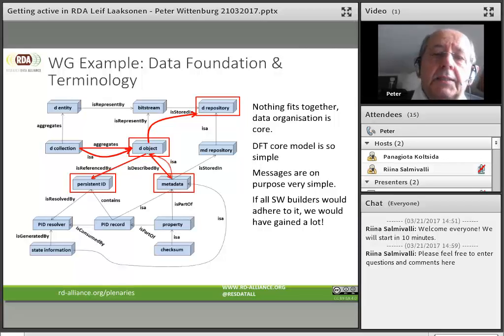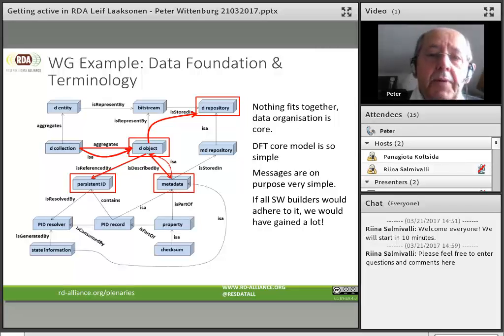That means that if you write software FAIR compliant with this model, you should have software which, when you enter data into a repository, you immediately create a persistent identifier and create some metadata, whatever you get from the users, and put these things together in such a way that you maintain also the relations.